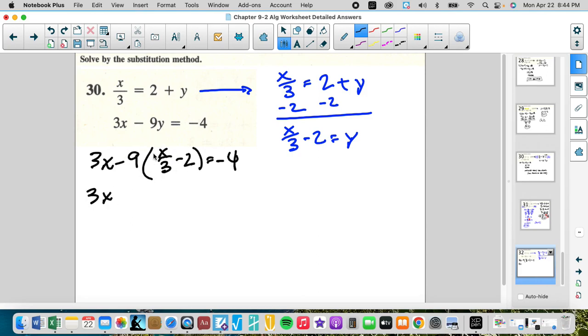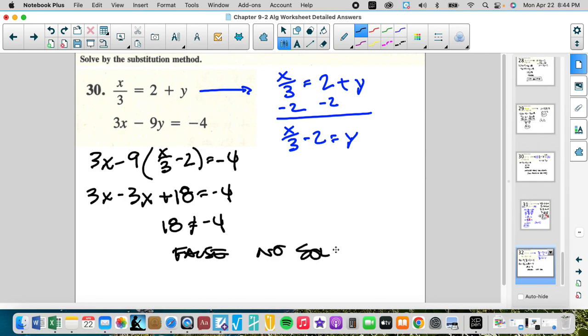3x, let's distribute the 9. That's going to cancel to make negative 3x. That's going to make positive 18 equals negative 4. The x's cancel. You're left with the statement 18 equals negative 4. That's not true. That is false. So the answer is no solution for the last problem.